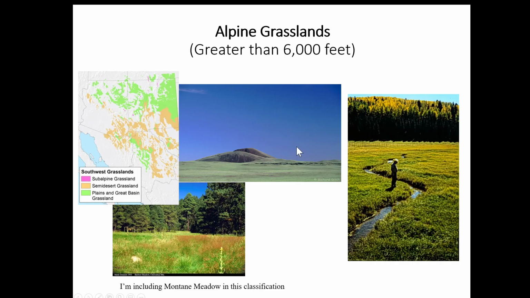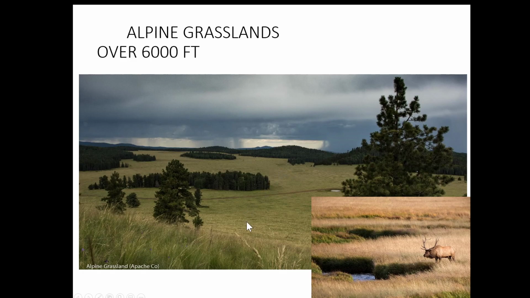And then as we go further east and up in elevation, grasslands that are greater than 6,000 feet in elevation in Arizona are called alpine grasslands. They can be anything from a mountain meadow to a plains around Springerville, and they could be just the grassland in between these islands of pine.